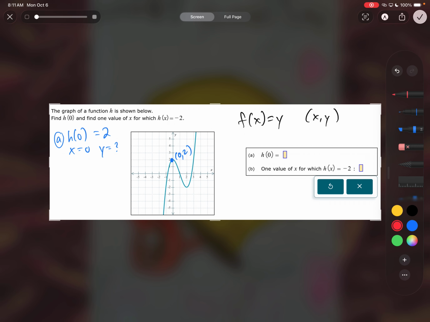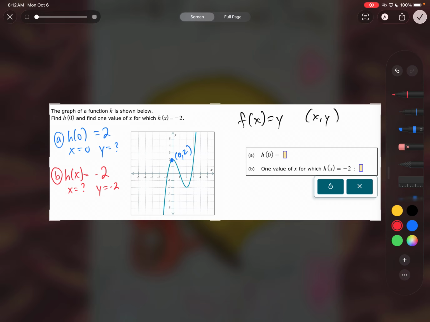The next one, on B, says h of x equals -2. So this one's saying when y is -2, what is my x? That's the big thing here, identifying when you're looking for x and when you're looking for y. If you're inside the parentheses, it's your x, and if it's equal to, that's your y.